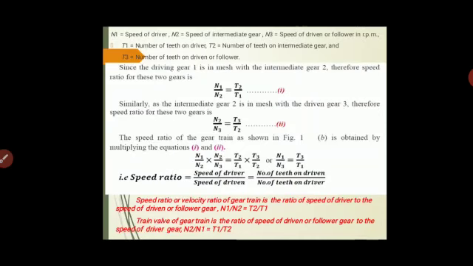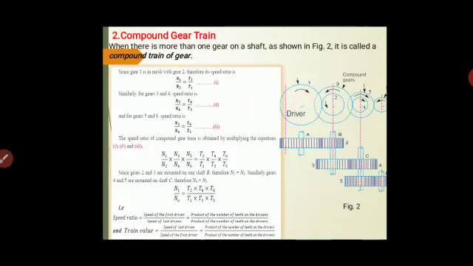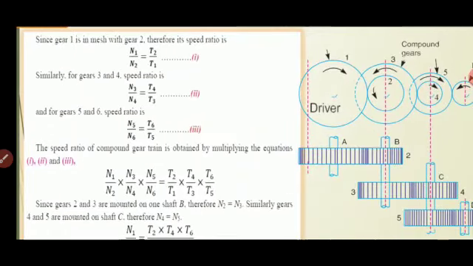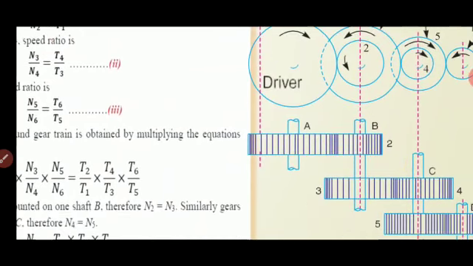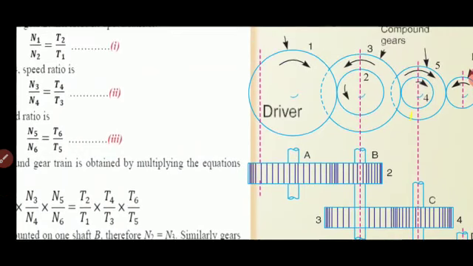We'll move on to the next gear train, that is the compound gear train. In a compound gear train, if you have more than one gear mounted on the same shaft, then the type of gear train is called a compound gear train. We can see it from the figure. We have 4 shafts. The driver gear is mounted on shaft 1. Gears 2 and 3 are mounted on shaft 2. Gears 4 and 5 are mounted on shaft 3. And gear 6 is mounted on shaft 4.